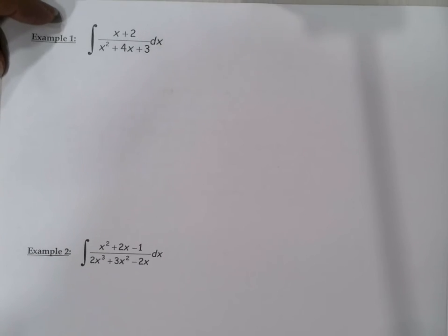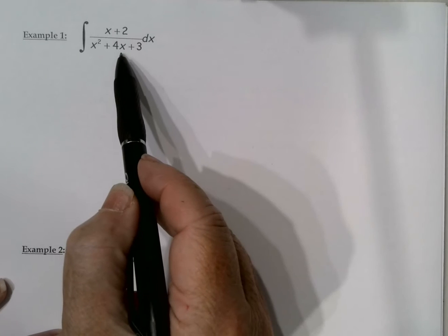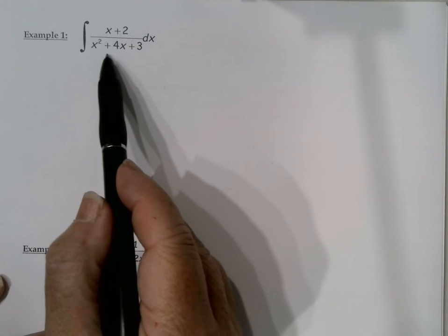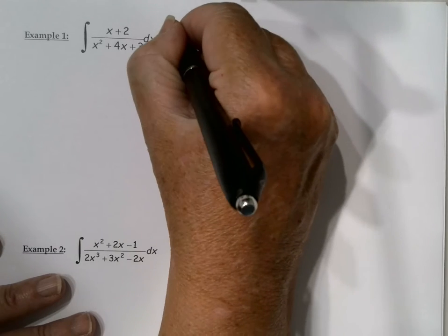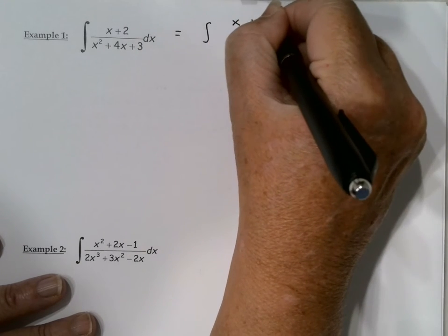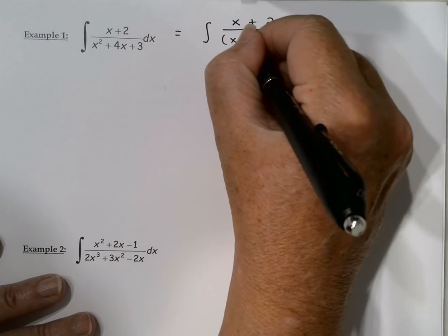So we're going to start out here, example 1. There is my function that I want to integrate. It is a rational function. This always works with algebraic fractions. And I really want to work with ones where the denominator is factorable. We've already talked about the fact that if it's not factorable, completing the square is the way to go. But this one I can see I can factor this denominator. So let's go ahead and do that. That would be x plus 3, x plus 1.